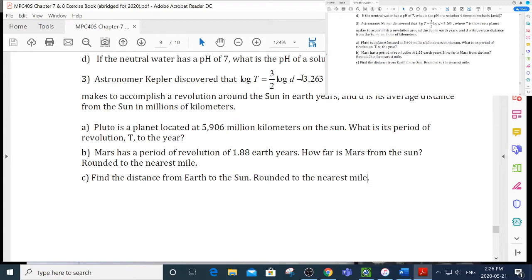This formula is in millions of kilometers. Notice the d is in millions of kilometers. So again, I had some people get this wrong because they slapped 6 zeros onto this and put it into the formula and wondered why it didn't work. Well, the formula is already built to use millions of kilometers. So let's get the formula out.